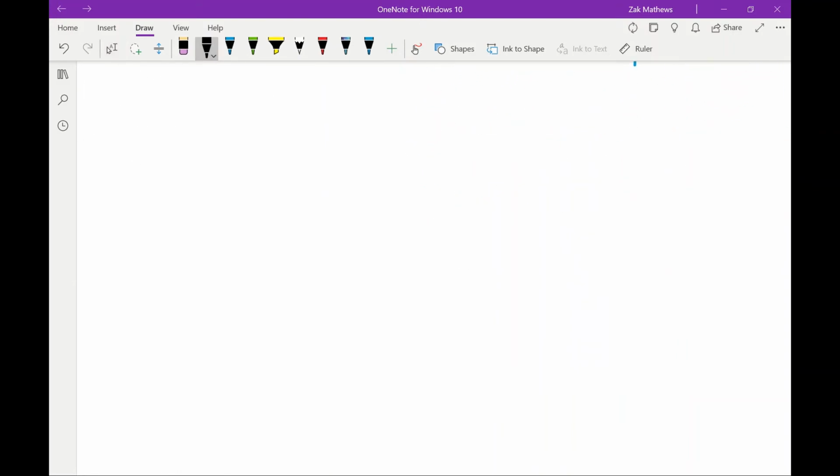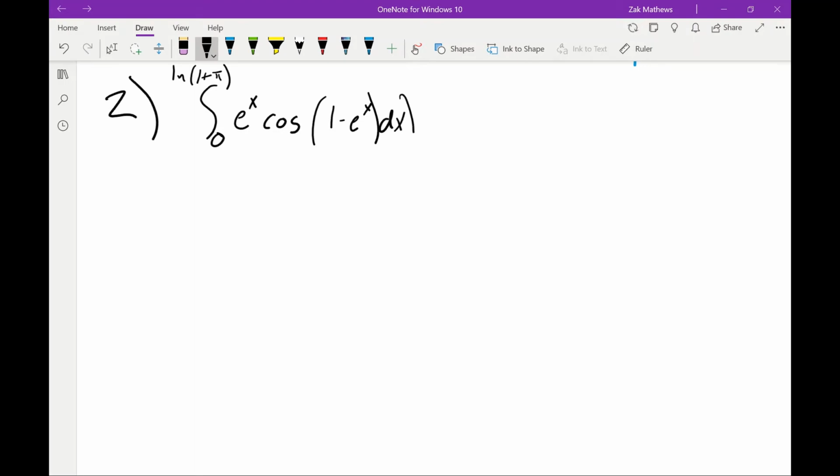Let's take another example. Let's take the integral from 0 to the natural log of 1 plus pi of e to the x times cosine of 1 minus e to the x dx. I'm going to keep the parenthesis behind the e.